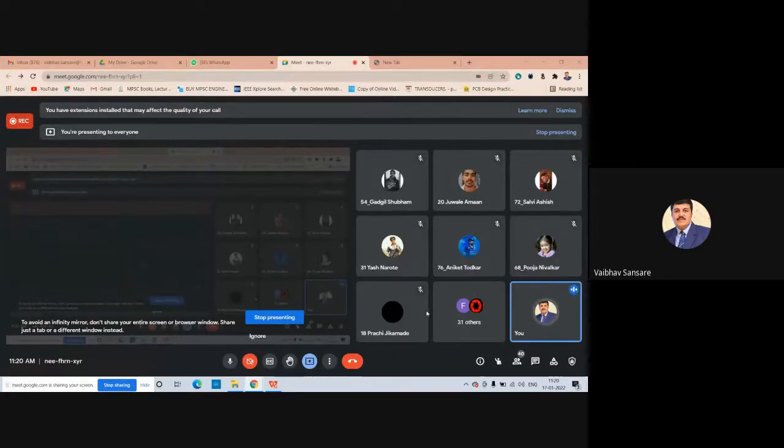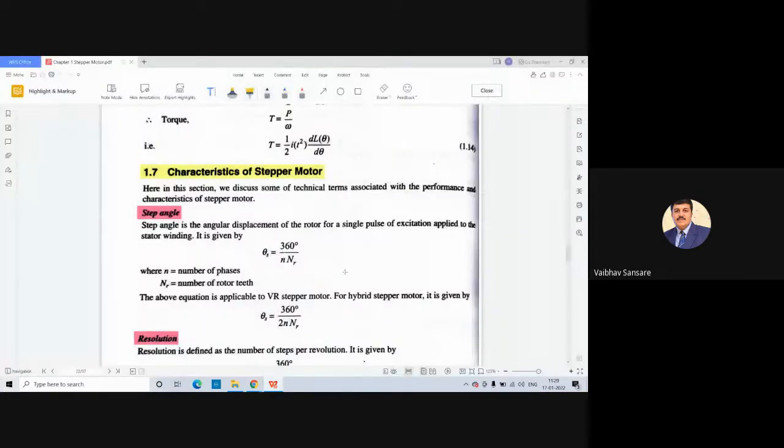Now, in this particular lecture, we are going to discuss characteristics of stepper motor, that is static characteristics and dynamic characteristics. Before moving towards the actual static and dynamic characteristics, initially there are certain important terminologies related to stepper motor. So first of all, we are going to discuss those terminologies, and then we will proceed towards characteristics of stepper motor. So let's start with the different terminologies.